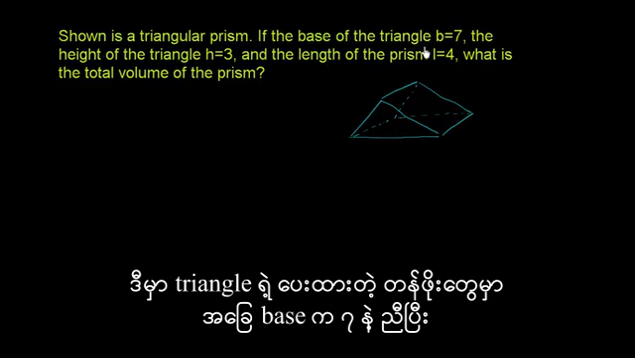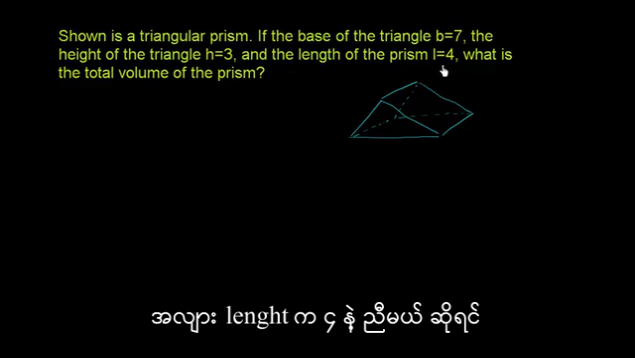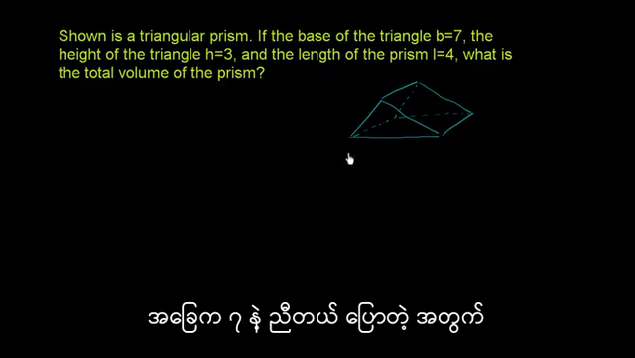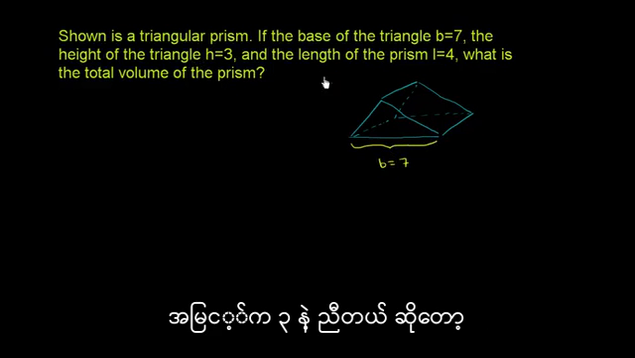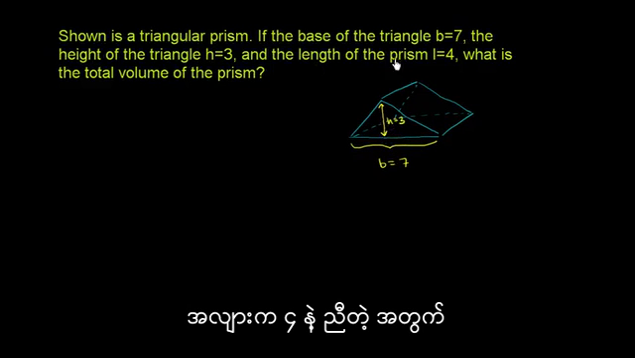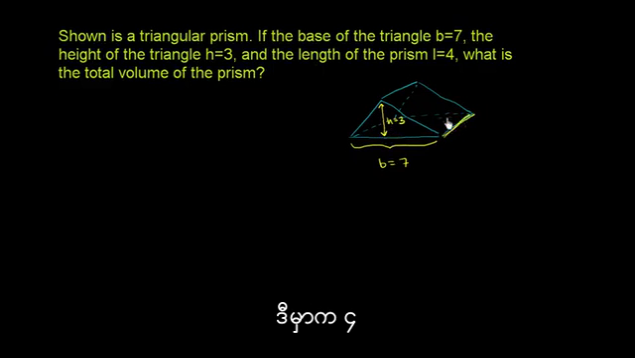If the base of the triangle B is equal to 7, the height of the triangle H is equal to 3, and the length of the prism L is equal to 4, what is the total volume of the prism? So they're saying the base is equal to 7, right over here. The height of the triangle, H, is equal to 3. And the length of the prism is equal to 4. So I'm assuming this dimension over here is equal to 4. So length is equal to 4.